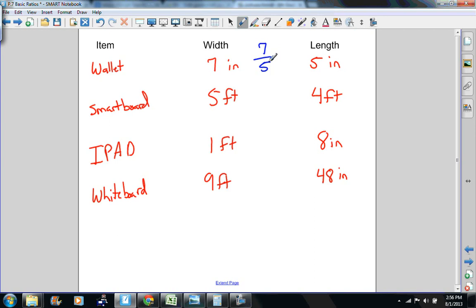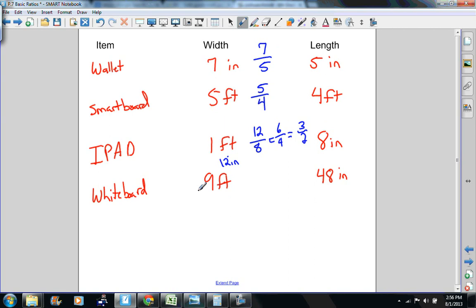But if we look at the smartboard's 5/4, but it's not inches. Well, if it's feet to feet, then it's fine. We can do 5/4. Nothing wrong with that. But the iPad does not match up. That ends up being 1 foot equals 8 inches. Well, if I turn this into 12 inches, now they do match up, and it becomes 12/8. But that can be simplified into 6/4, and can be simplified again into 3/2. So far none of them match up.